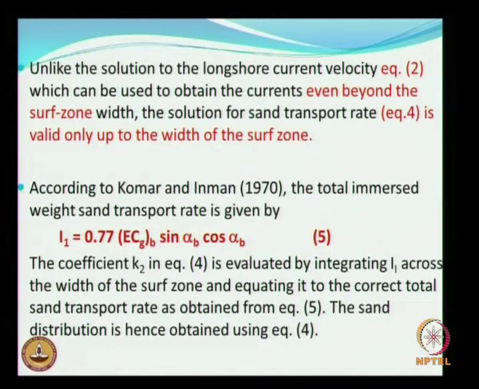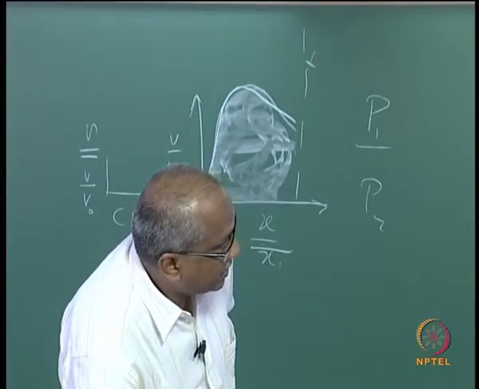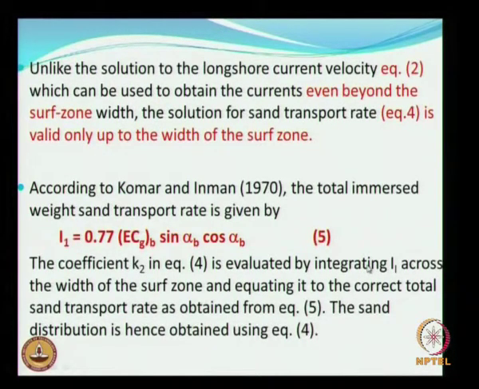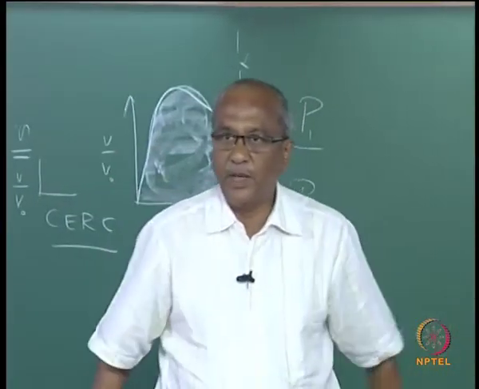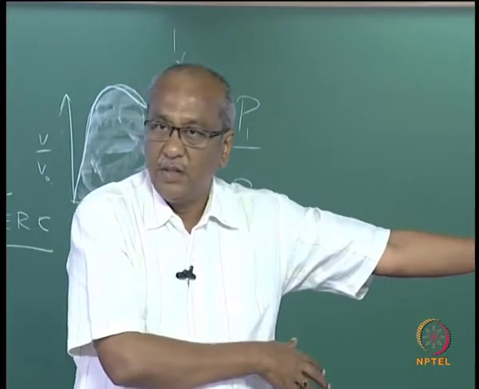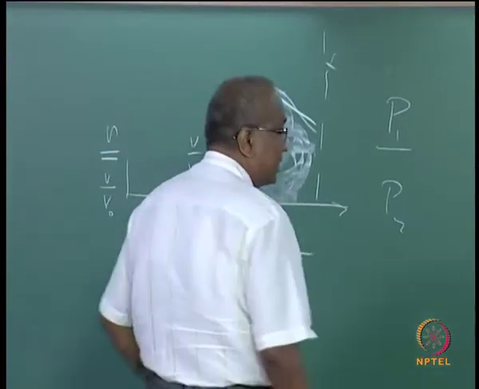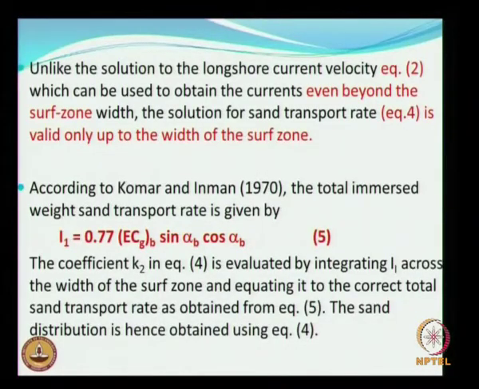How do you get that K2? You can get K2 by integrating. Here the velocity is going to vary within the surf zone, so you need to integrate that across the surf width and equate it to the total immersed weight. You integrate the sand distributed in this, and this has to be equated to the total immersed weight. Once you do that, you get the proportionality constant also, and with the help of this, you can also draw the distribution within the surf zone.